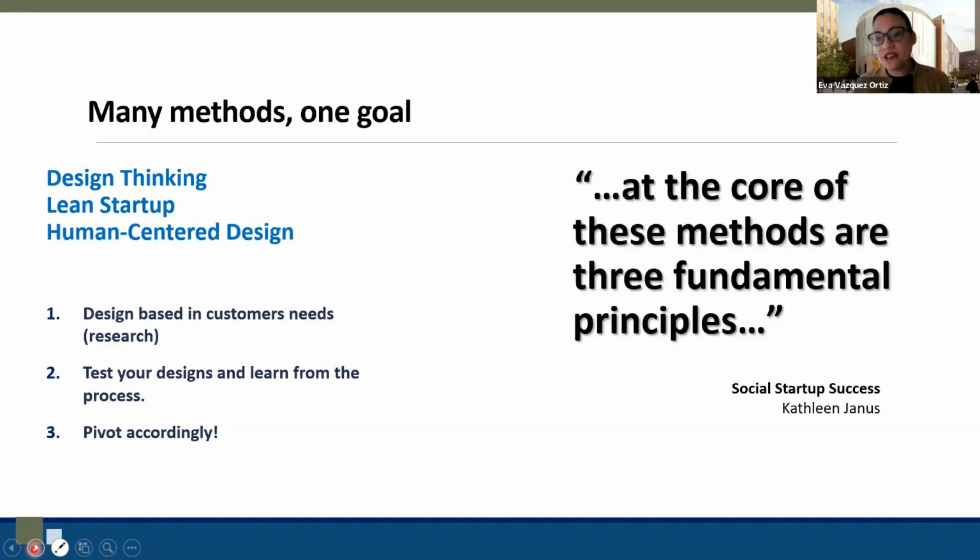Then you need to test your ideas. You need to go to the market and make sure your assumptions, your hypotheses, were the right ones. And you need to learn in the process. It's all about learning. So this should be a learning experience.